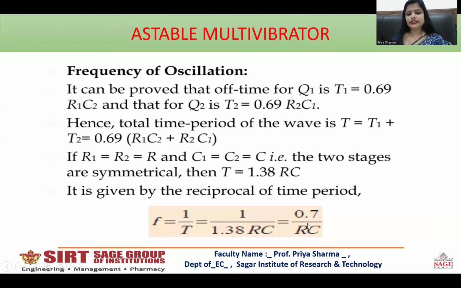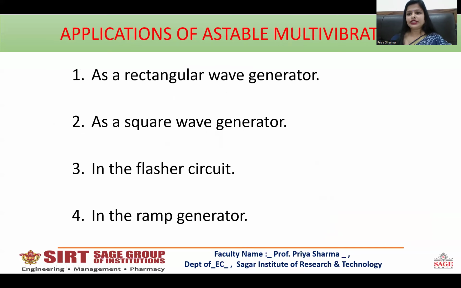So, solving this, we come out with an equation which equates F equal to 0.7 upon RC. Applications of astable multivibrator include: it is used as a rectangular wave generator, it is used as a square wave generator, it is used in flasher circuits and in ramp generators.